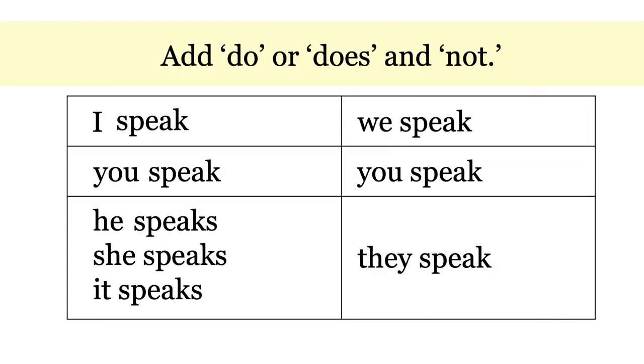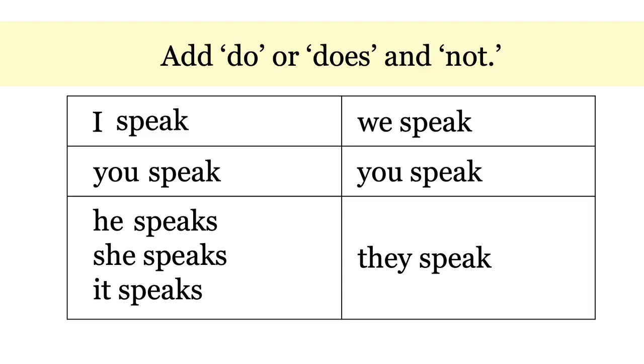Add do or does and not to form the negative. You already know the verb do, but do and does here don't mean the same thing. We just use them to form the negative. For all verbs except be, we add do or does and not to make the negative form. And we don't put them at the end. We put them between the subject and the verb.